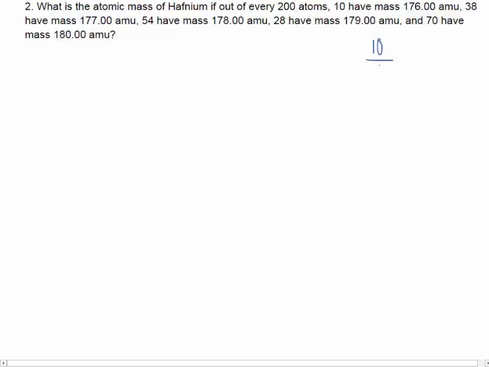So 10 of 200 is going to equal 0.05, which would be 5%. Now I'm not going to change it into a percentage because then I just change it back when we do the calculation. So the mass of that isotope is 176.00, and I'm going to multiply that by 0.05.